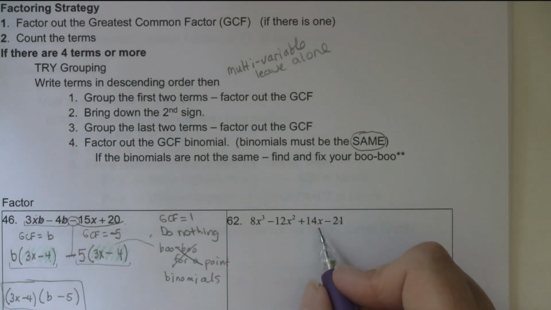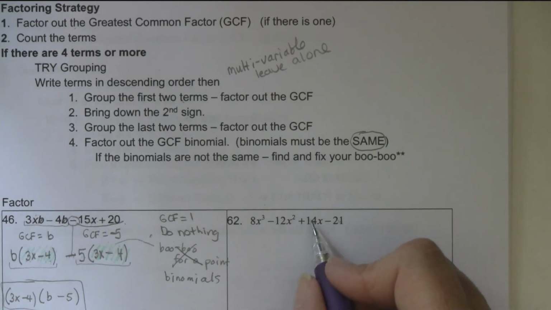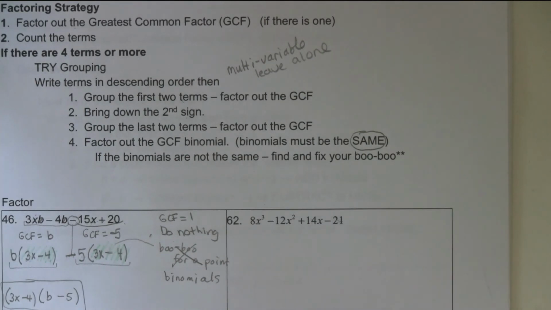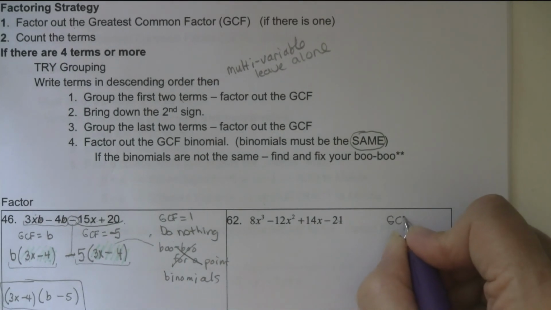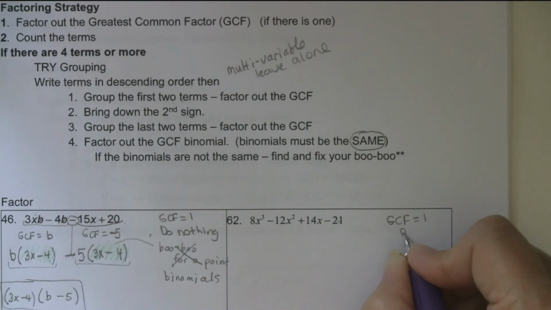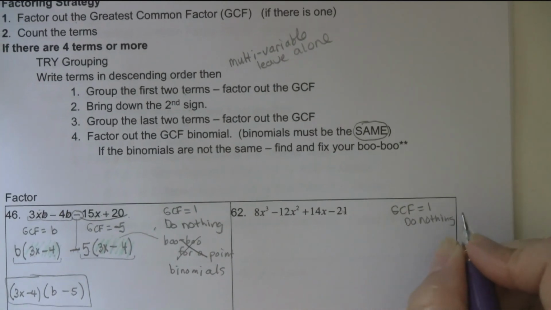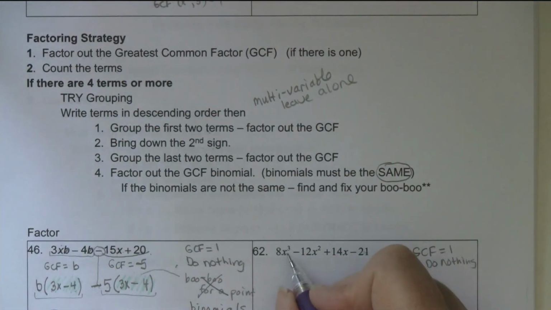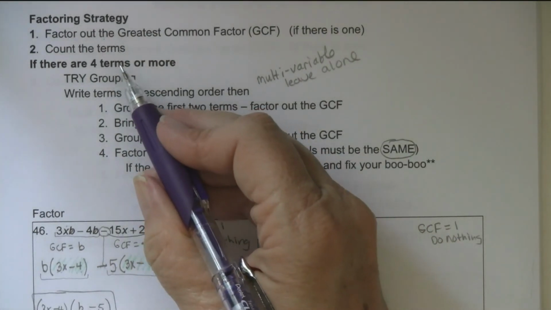And 21 is the guy that's sitting there that's keeping us from having a greatest common factor for all four terms, because 12 and 14 do have something in common with 8, but 21 doesn't have anything in common with 8. And so greatest common factor, other than 1, greatest common factor is 1. So that means do nothing. Do nothing to start with. So then you go on, greatest common factor is 1, count the terms. 1, 2, 3, 4. Okay, there are 4 terms, or more terms.